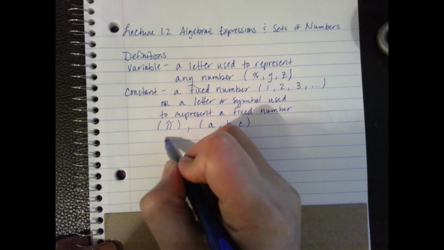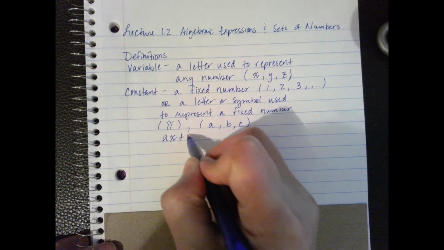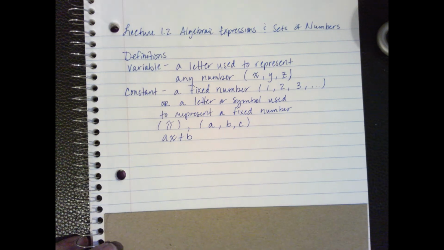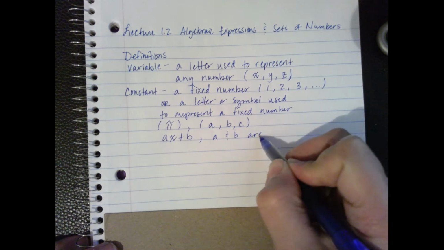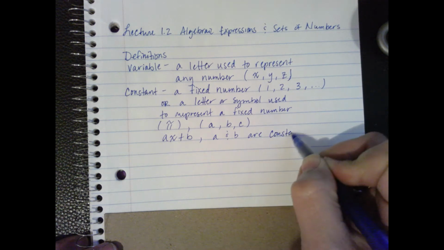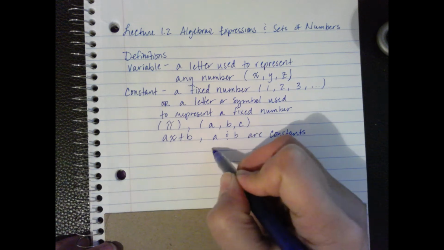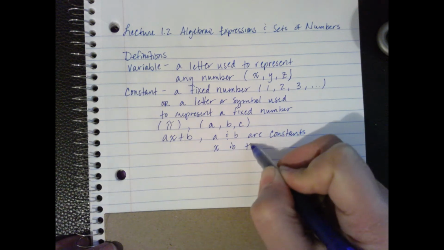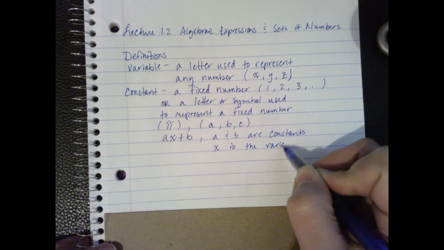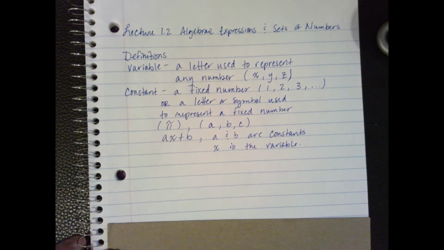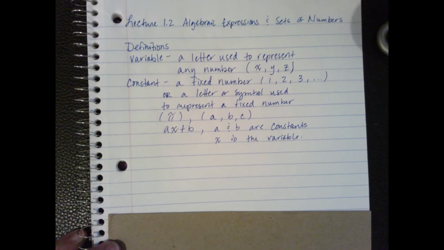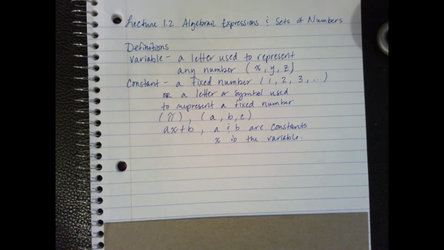For example, we'll see a definition that says ax plus b, and we'll say a and b are constants. So that means x is the variable. But we'll always establish what we're looking at if we're looking at a bunch of numbers, symbols, and letters.